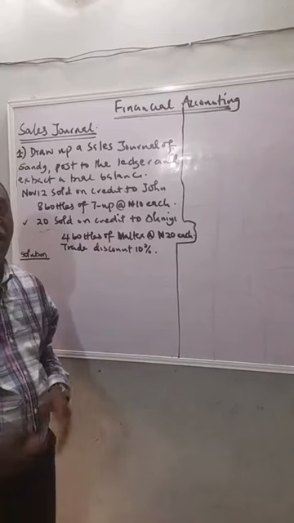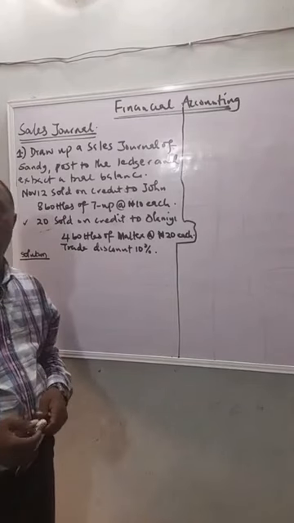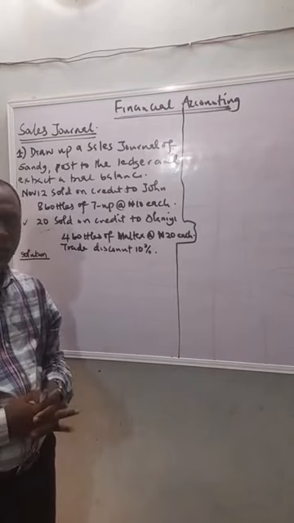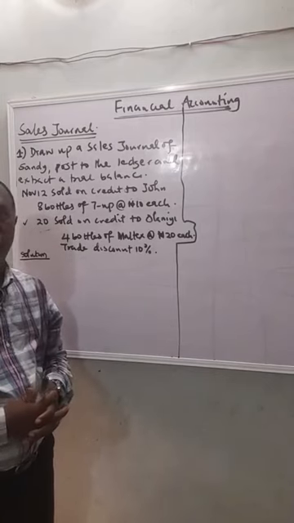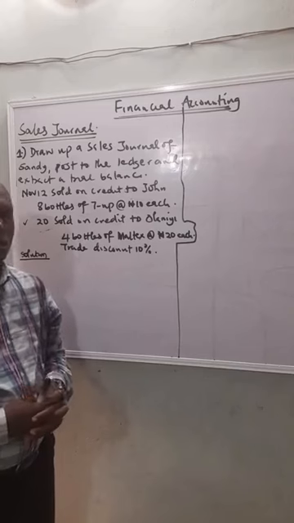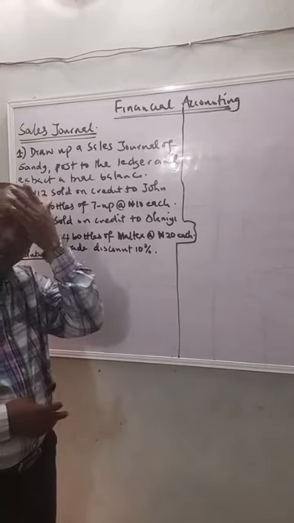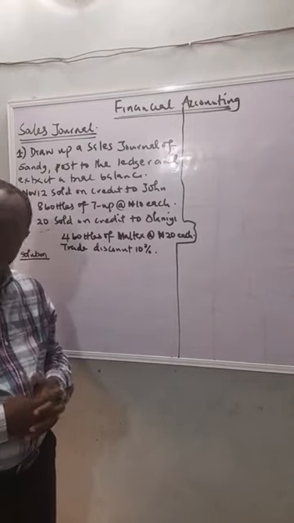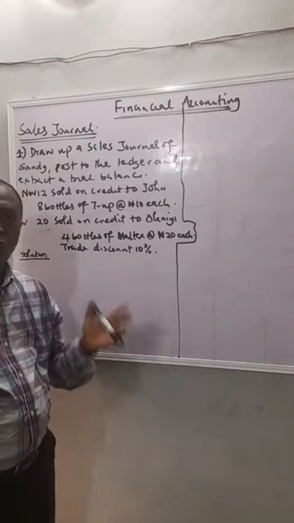Today on financial accounting, the topic we're looking at is a sales journal. Sales journal is one of the subsidiary books. I still remain Author Saint Vinn, the author of mathematics, accounting, finance textbooks. Sales journal is a book that records all goods sold on credit.